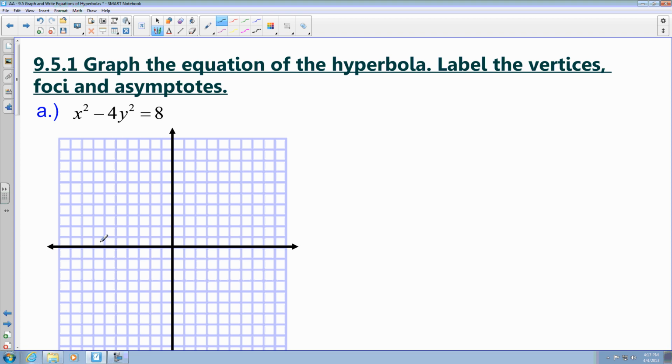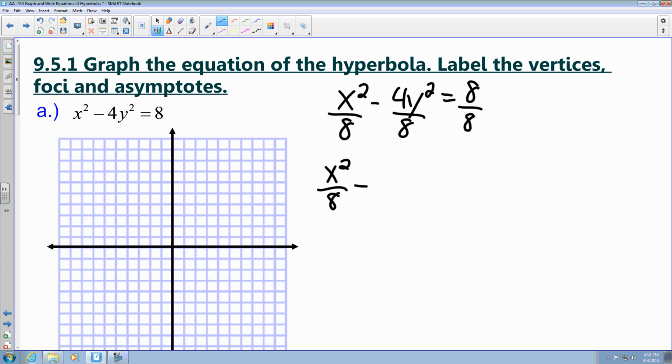So first thing out, we have to get this value here as 1. So I'm going to go x squared minus 4y squared equals 8. I'm going to divide all that by 8. So this becomes x squared over 8 minus y squared over 2 equals 1. So since a is always in front, this is denoted as a squared, and this is going to be denoted as b squared. So a is going to equal square root of 8, and b is going to equal the square root of 2.